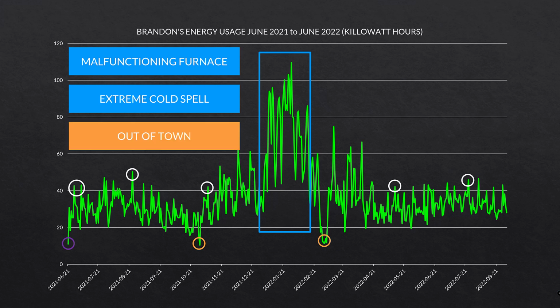So what about the two orange circles? Well, those were times when I was actually out of town. So I was not in my home at all on those days.